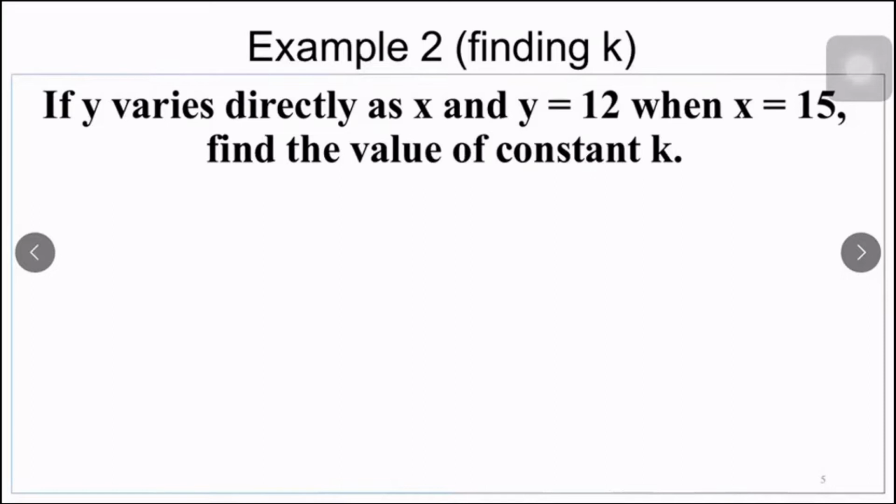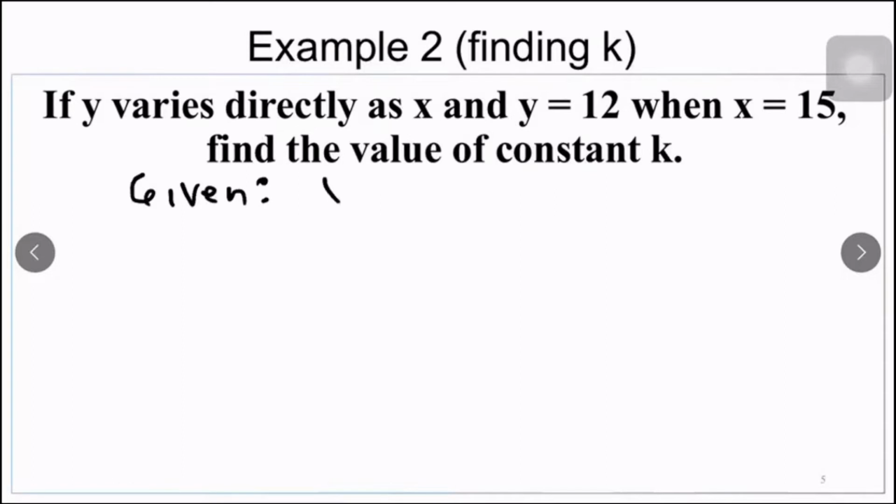Now, let us proceed with example number 2. If y varies directly as x and y is equivalent to 12 when x is equivalent to 15, find the value of the constant k. Same process, we need to identify the given.